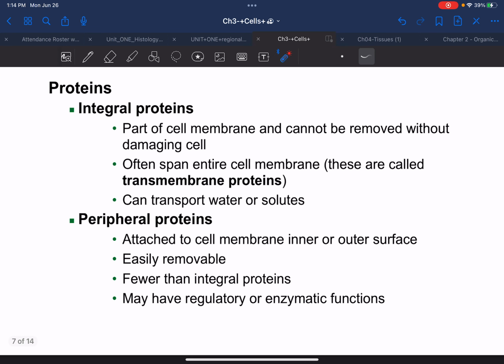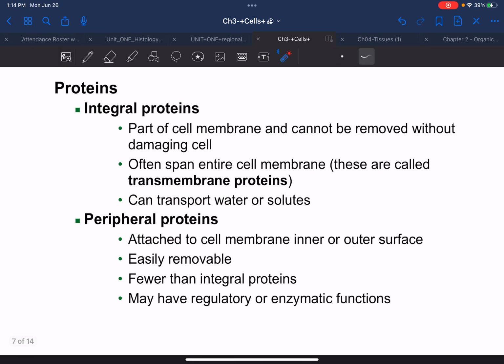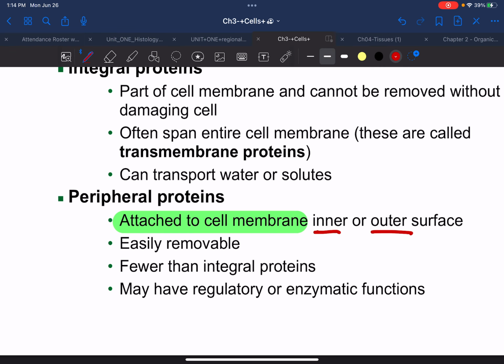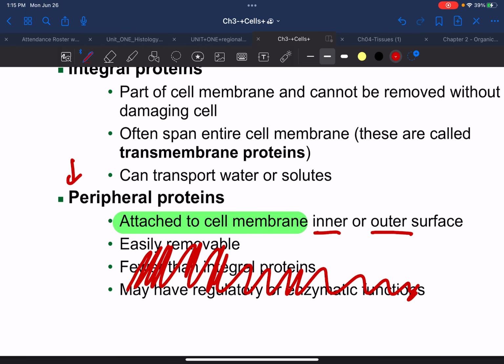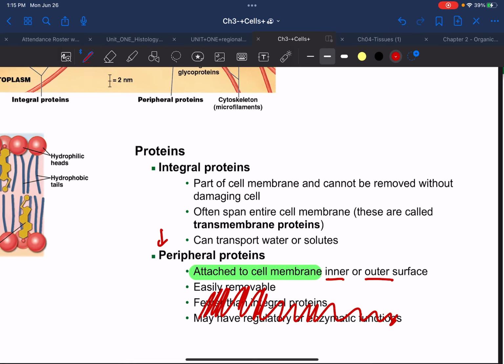And then peripheral proteins are going to be proteins that are not found embedded within the plasma membrane or on both halves, but really they're only going to be found on one side. And so that's why we say attached to the cell membrane, but it's either going to be on the inside or the outside. And don't worry about this extra stuff. I just really want you to be able to know the characteristics and use the word to help you. Peripheral, right? The outside. This is extra stuff that you don't need right now.